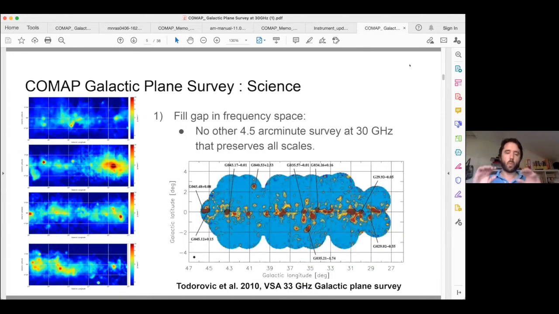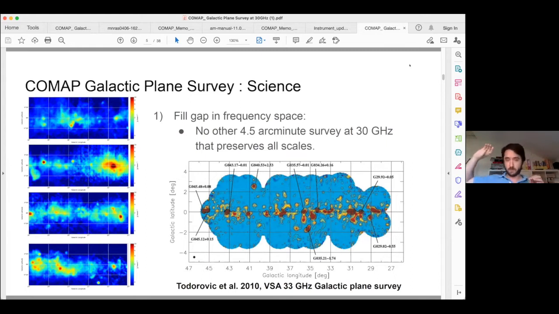So what is the most important thing about the Comap survey, in terms of how the Galactic Plane Survey could contribute to Cosmoglobe? I think the main thing is it fills a gap in frequency space at a resolution that no other survey is doing. We are observing at 30 gigahertz nominally at a resolution of 4.5 arc minutes, which means we match the HFI, right?